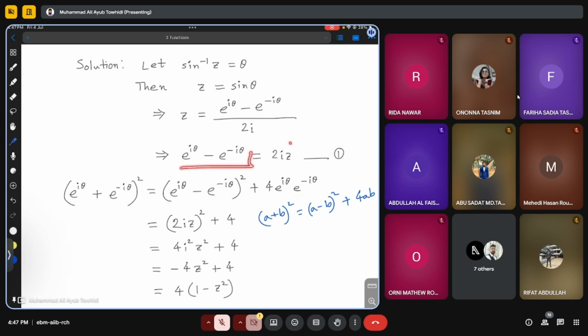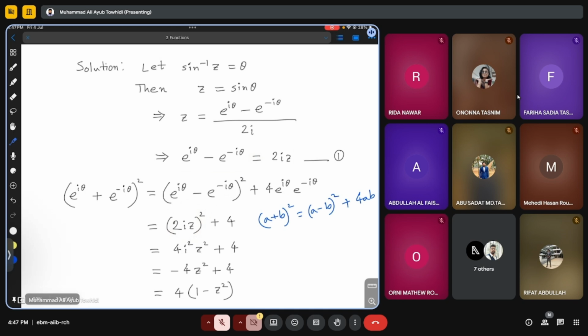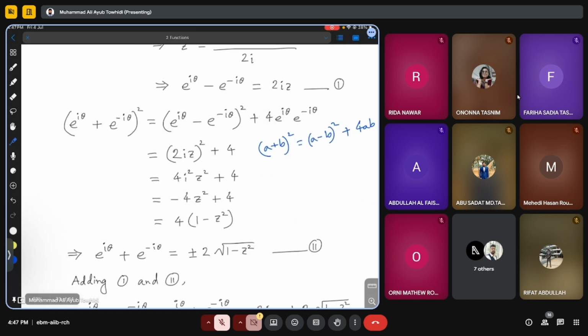The a − b value we know, 2iz, then squared. And for 4ab, e to the power iθ times e to the power −iθ cancels, just 4. i² becomes −1. So the whole thing becomes 4 times (1 − z²), under the square root. So e to the power iθ plus e to the power −iθ will be 2 root (1 − z²).